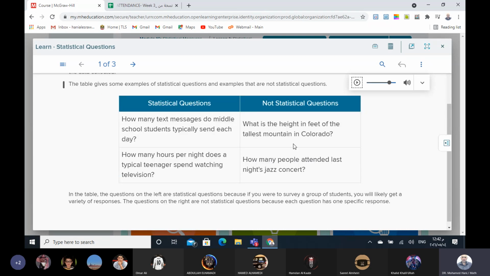Here we have two columns. The first column, statistical questions, and the second column means not statistical questions.